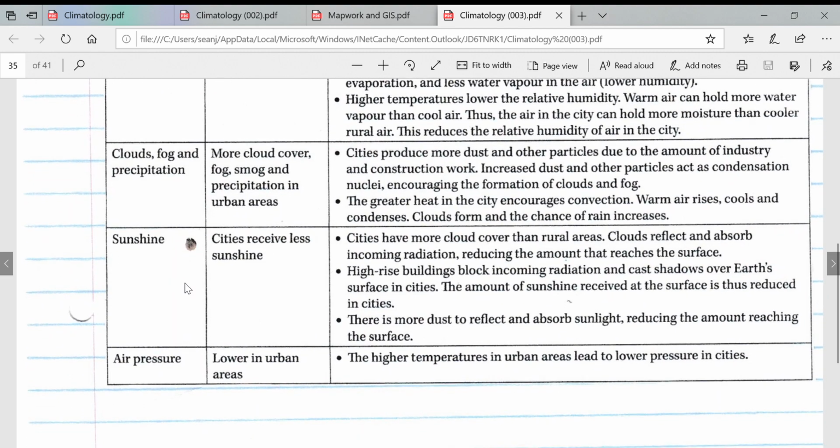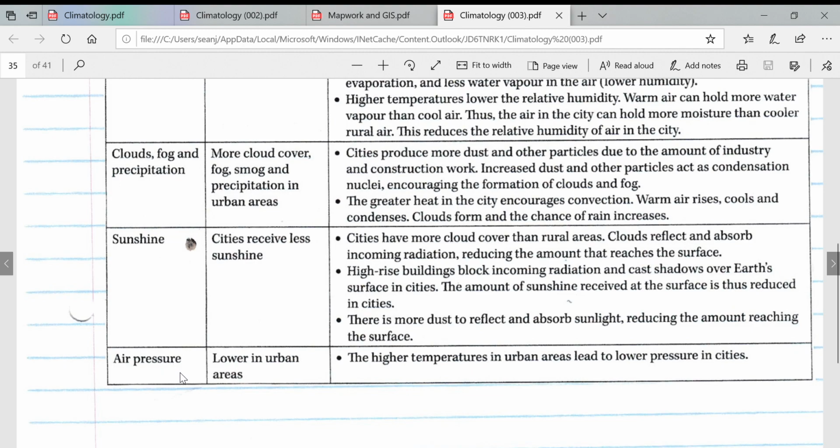Then if we look at sunshine, cities receive less sunshine than rural areas. Cities have more cloud cover than rural areas. Clouds reflect and absorb incoming radiation, reducing the amount that reaches the surface. High-rise buildings block incoming radiation and cast shadows over Earth's surface in cities. The amount of sunshine received at the surface is thus reduced in cities. There is more dust to reflect and absorb sunlight, reducing the amount reaching the surface.